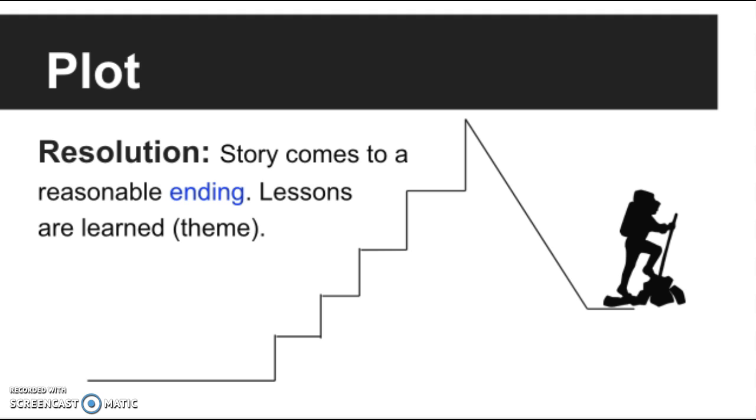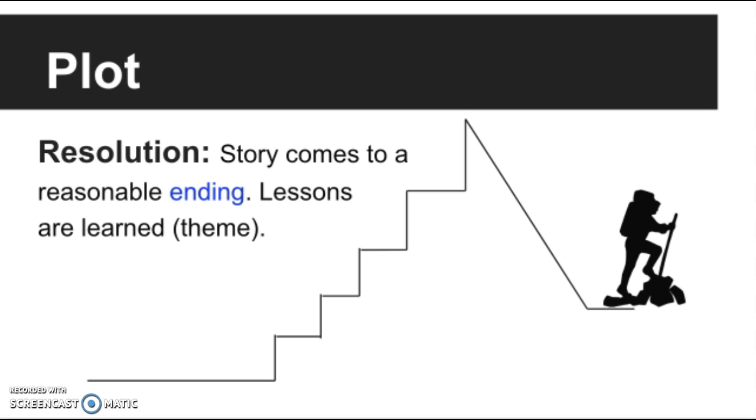Okay, and in the resolution, the lessons are learned either by the reader or by the characters in the story. And the theme is fully developed. Okay, the theme is revealed there in the resolution. So that's how the lessons are learned.